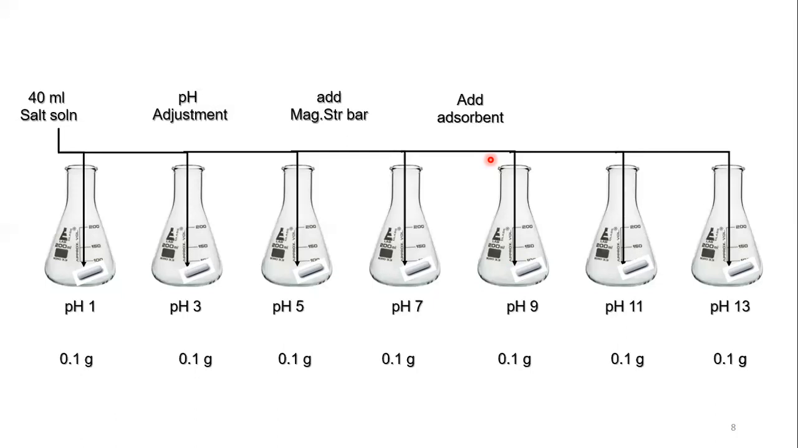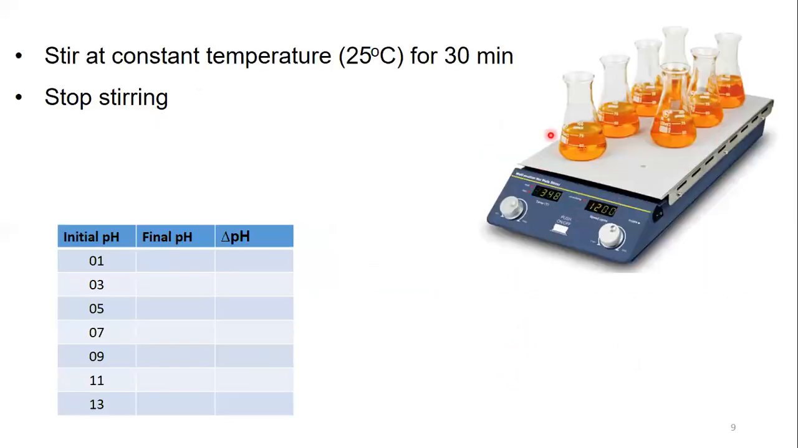Now you don't need to add anything else. If you have aluminum foil, you can cover the opening of all the conical flasks with a stopper or with the aluminum foil. Then you have to shift all these flasks to a stirring plate. Here you can see a multi-stirring plate. You can put 8 conical flasks or 8 glassware at one time, because there are 8 magnets adjusted inside that plate. So stir at a constant temperature, that is 25 degrees centigrade, for 30 minutes.